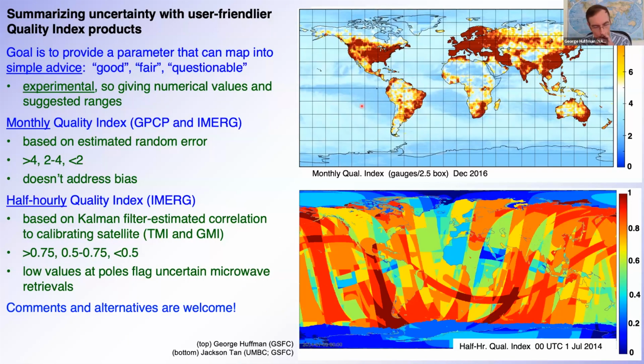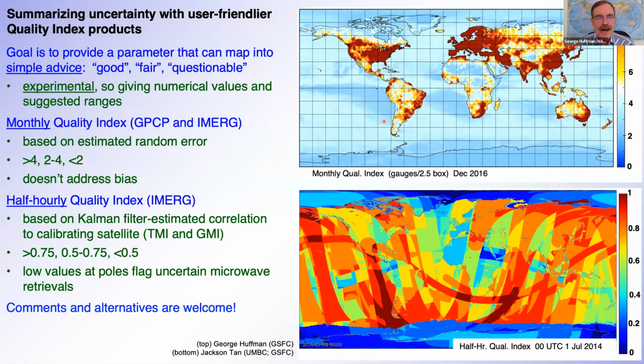Okay, so getting more into the uncertainty part of things, users were banging on us that they needed some kind of a simple quality index. Simple advice: good, fair, questionable. So what we need to do is have a quantitative thing that we can simplify to that simple advice, the quality index, but it's traceable back to something quantitative. It's not just, I guess so, or I guess not more often.